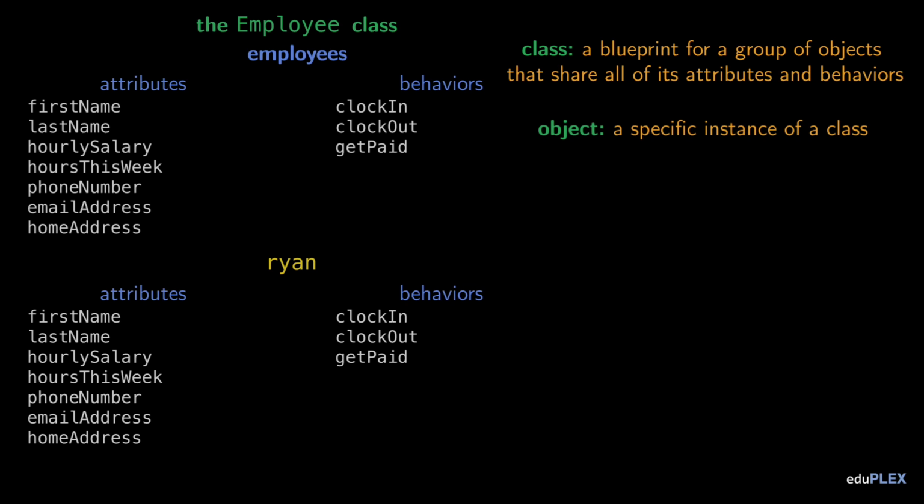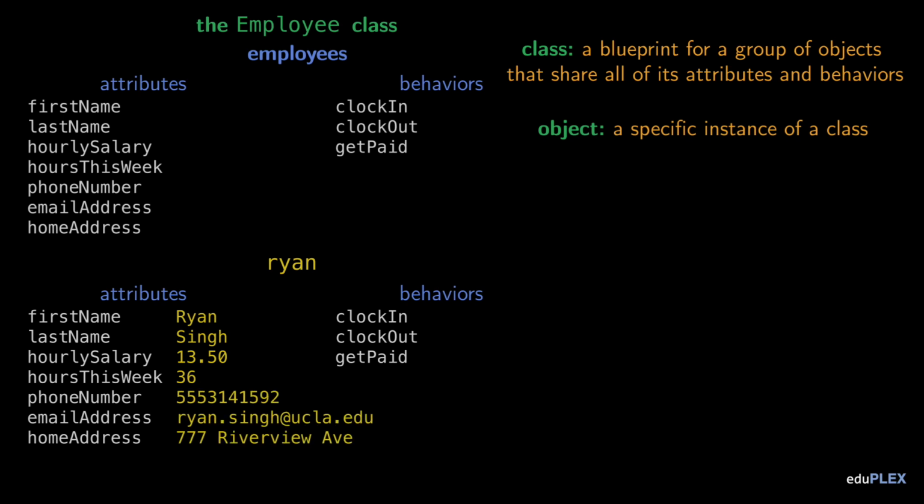Objects have defined attributes. Ryan, for example, has all of these attributes that are specific to him. First name Ryan, last name Singh, hourly salary $13.50, hours this week, let's say 36, and so on. Notice that although the attribute variables changed to the specific values for Ryan, the behavior methods didn't. That's because the behavior methods don't store anything of their own. They're just actions, but they can use and manipulate Ryan's specific attribute variables as necessary.